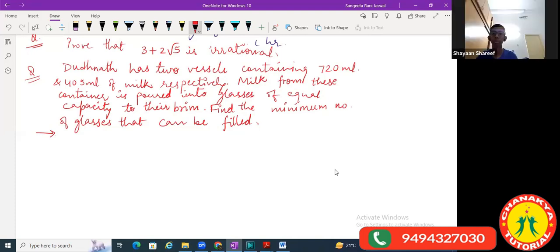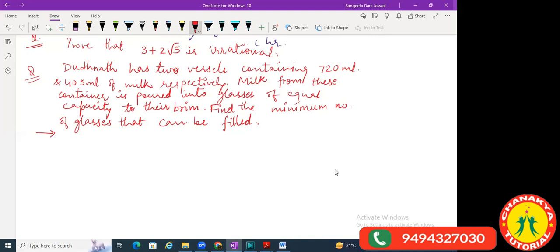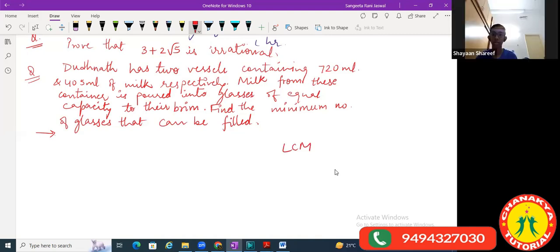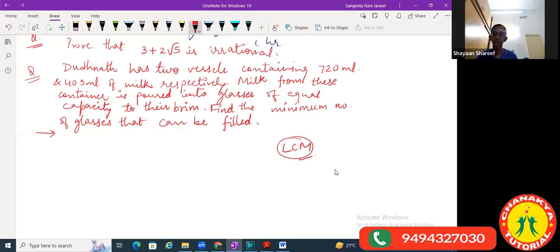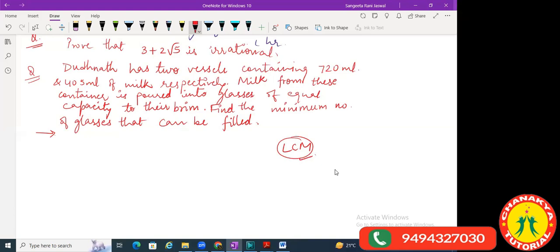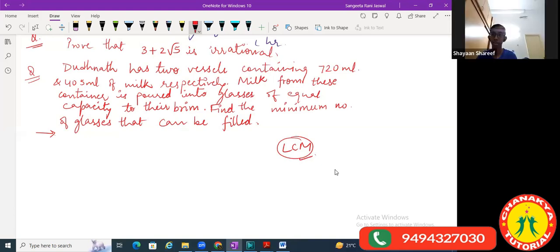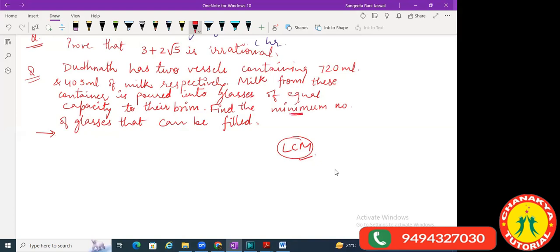Yes, say it loudly. We'll find the LCM. This you are saying? Yes. Okay. How do you say you will find this? What do you find in the question? What prompted you to? We have to find the minimum number. Find the minimum. Okay, this word prompted you to.